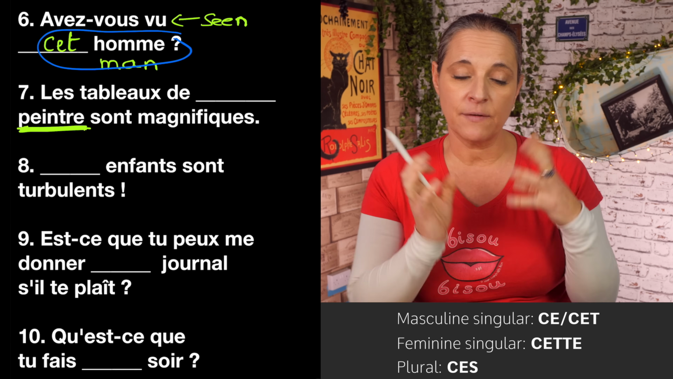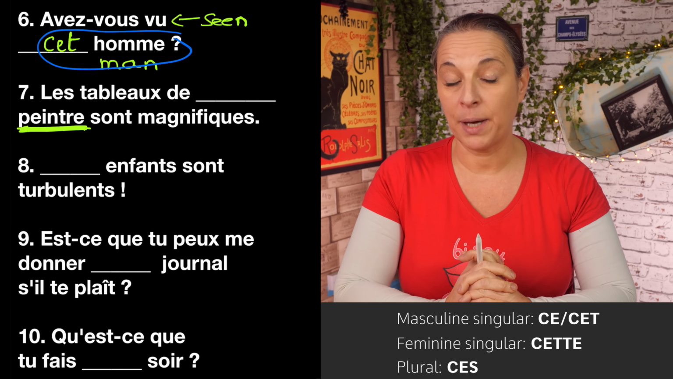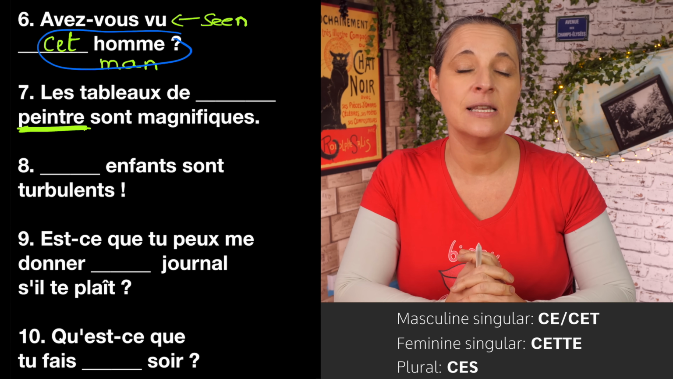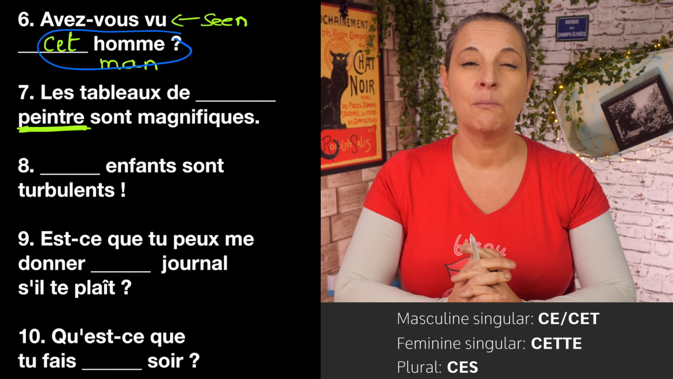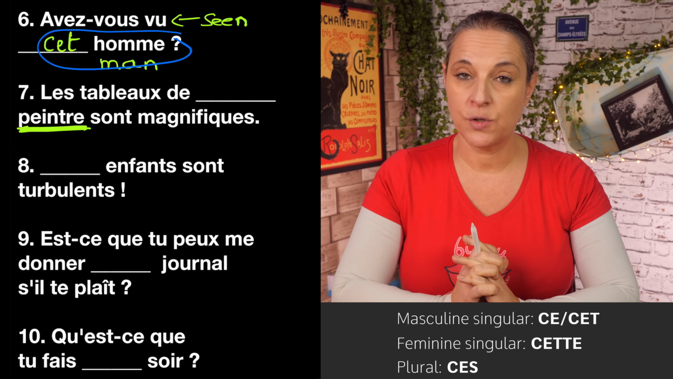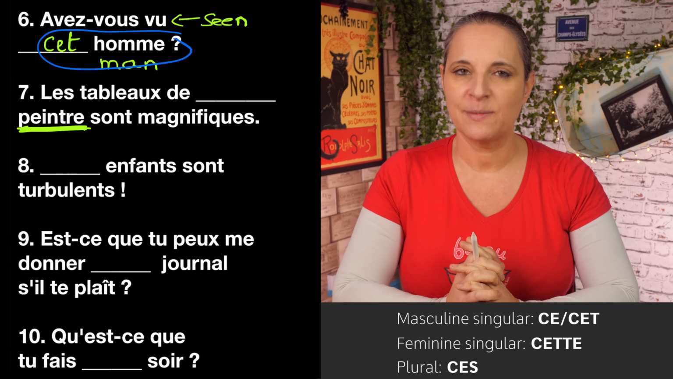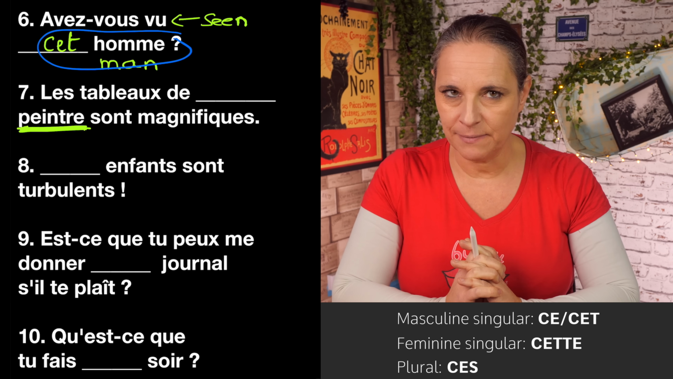Unfortunately, and that's why I've chosen this example, it belongs to the exception. Peintre has an E at the end, but is masculine. So, knowing that peintre, which means painter, is masculine, what is it? Is it ce peintre, this painter, cet peintre, ces peintres?